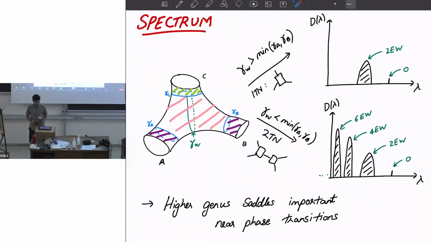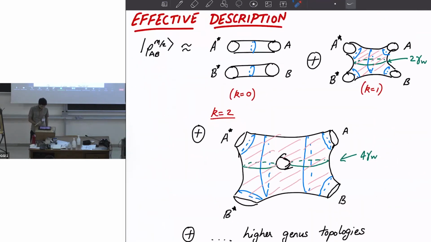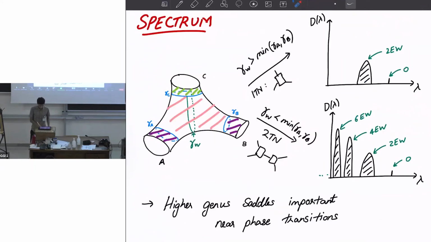So you can check this with a resolvent calculation or numerical checks, and there's essentially 2 situations. One where the cross section itself is the minimum of the 2 throats, which is then nicely modeled by this single tensor network, which then has a disconnected phase, and all of the other higher genus surfaces just have a cross section that's given by the union of these 2 throats. So you get 2 peaks, one for the disconnected phase and one for the connected phase.